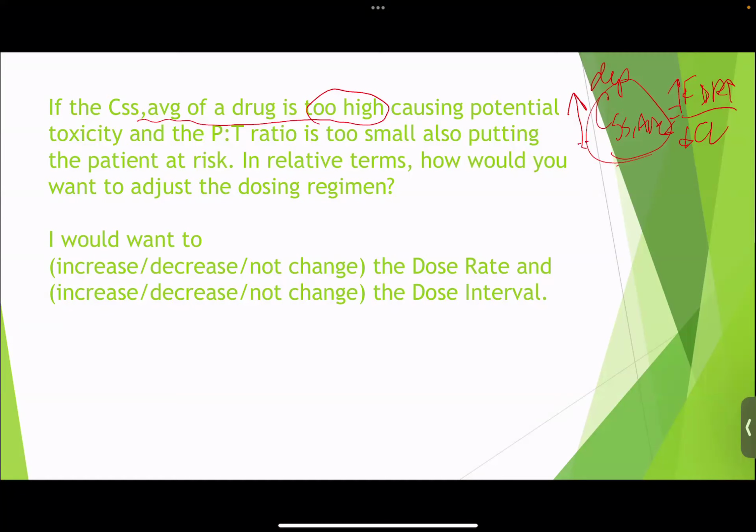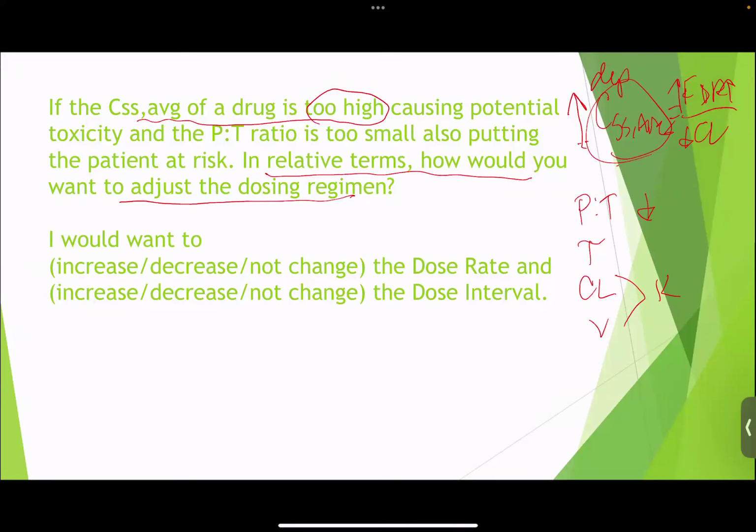So the CSS average is too high, and the peak to trough ratio is too small. Remember, the peak to trough ratio is dependent upon the dosing interval, which is what we decide, and the clearance and volume, because they determine the slope of that line, or K, right? So if it's too small, it's putting our patient at risk.